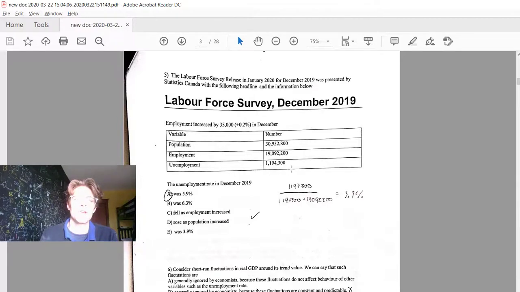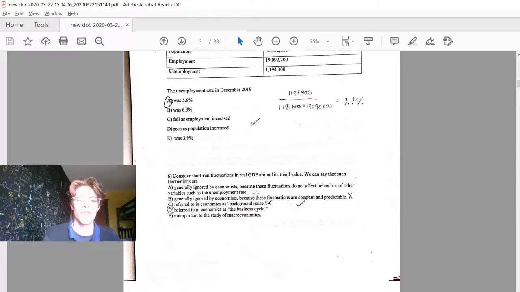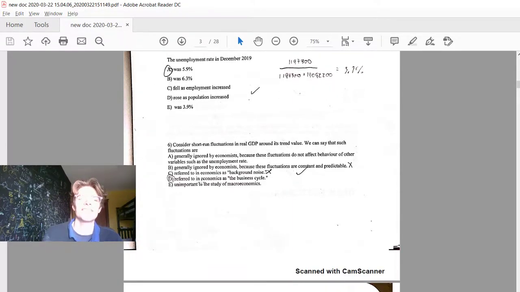So here it says the employment is that, and then the labor force includes the unemployed people and the employed people. The top number is just the unemployed people, and then it's divided by the labor force, which is unemployed plus employed, which gives you the total. Unemployment rate. Next one.